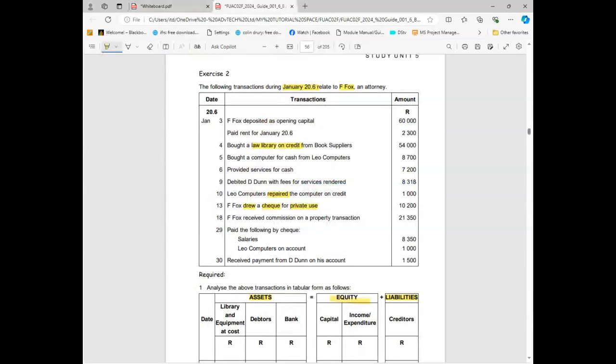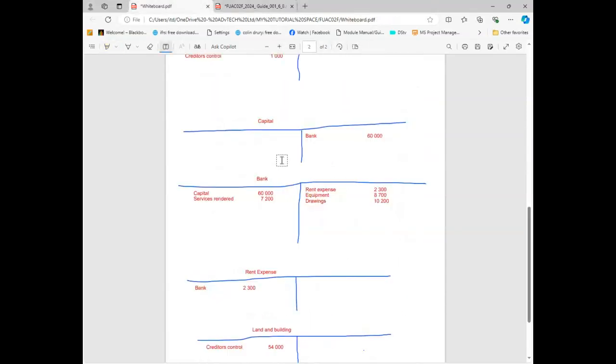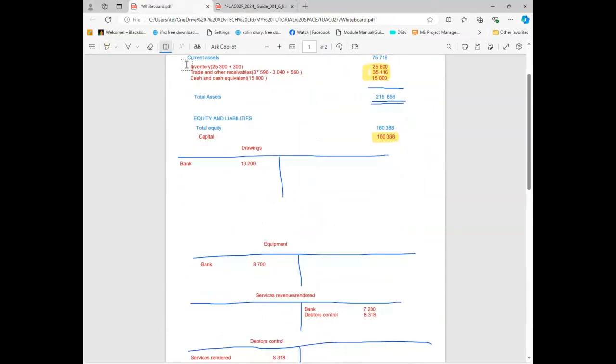On the 18th, Air Fox received commission on a property transaction. 2 accounts, please. Commission income. Oh no, what would it be? Bank and commission. Perfect. So I'm going to have another account. Would it be commission income? It's commission income, yes. Okay, commission income. And then under which side? Commission income, must I record?